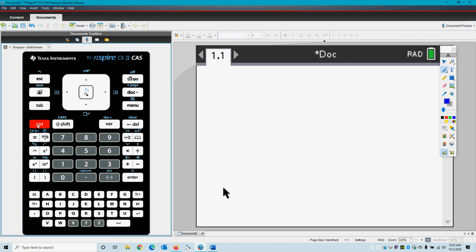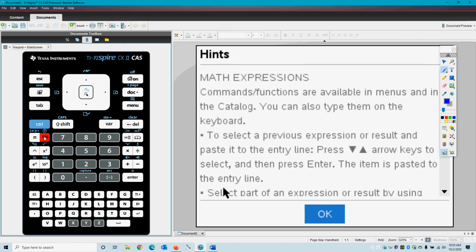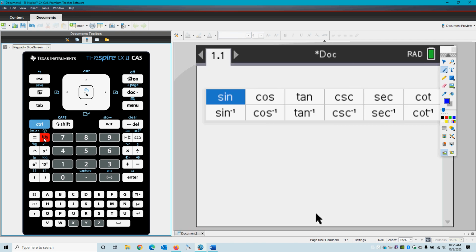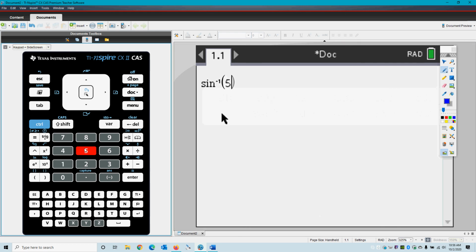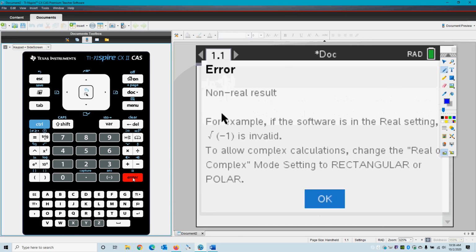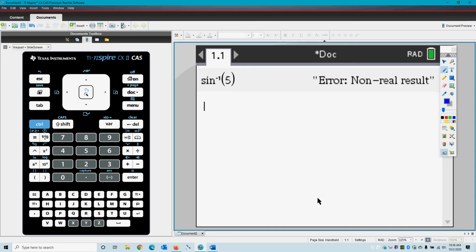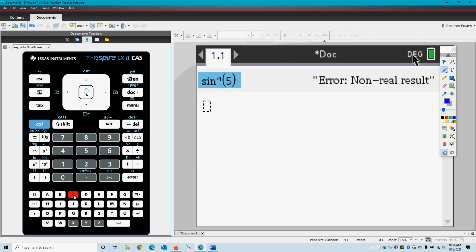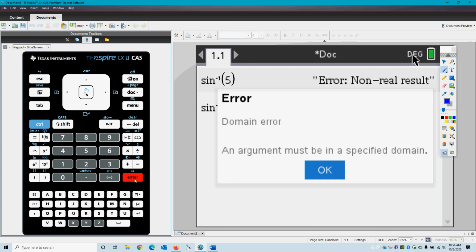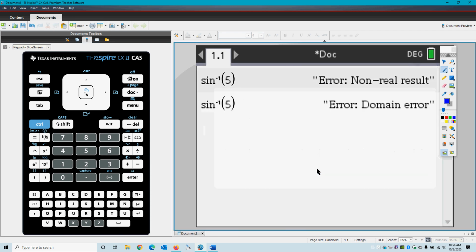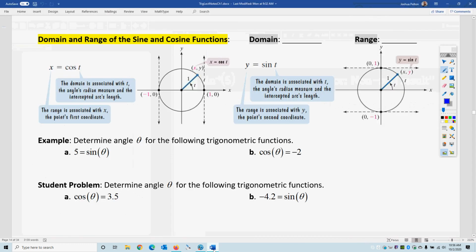Alright, so I'll use the calculator. I hit the wrong button. Sorry. Alright, trig. So inverse sine of 5. And we'll hit enter. Ooh, I got an error. No real result. Well, maybe it's because I'm in radians. I need degrees. Let's try degrees. We'll copy that, go down and paste that, and hit it again. Oh, a domain error also, right? Because there is no angle that will give you 5, right? So it's undefined.